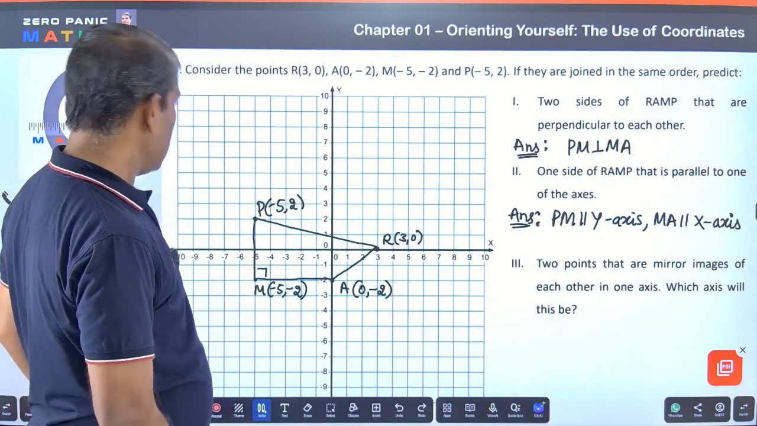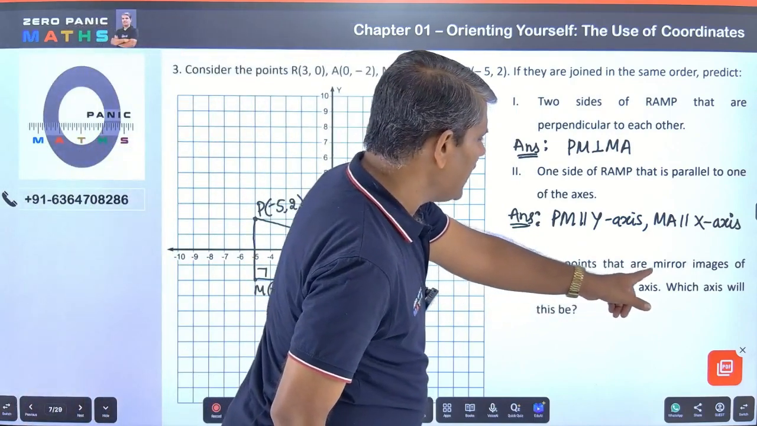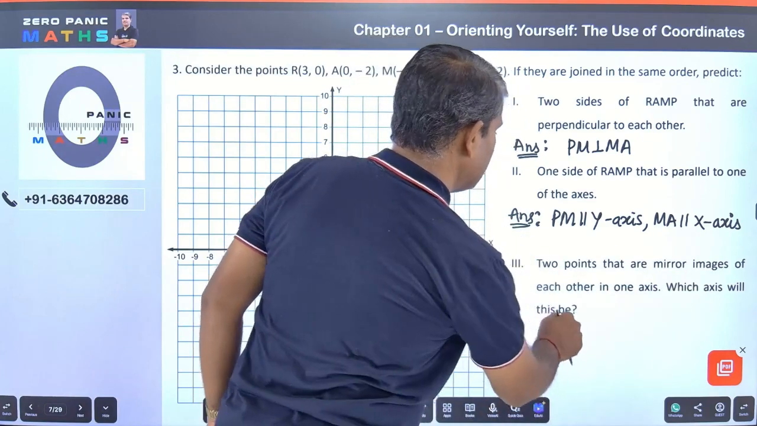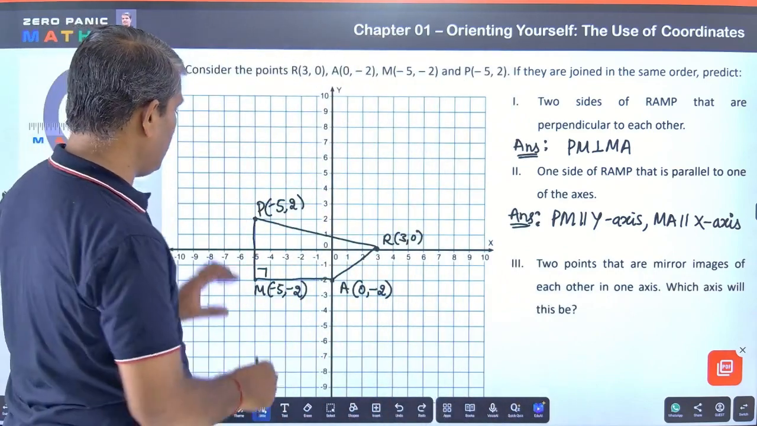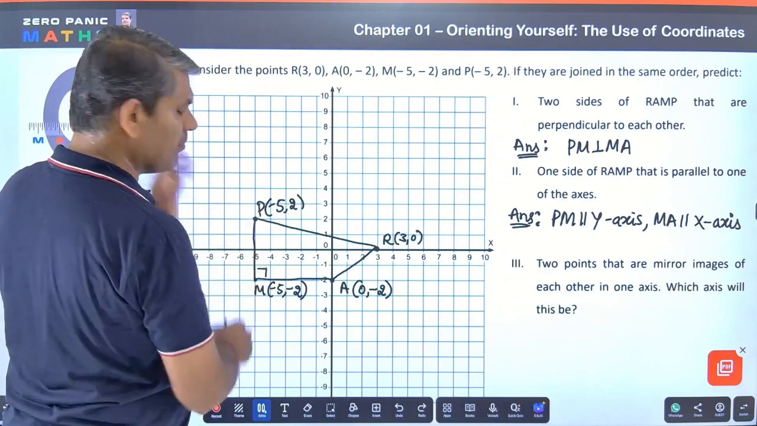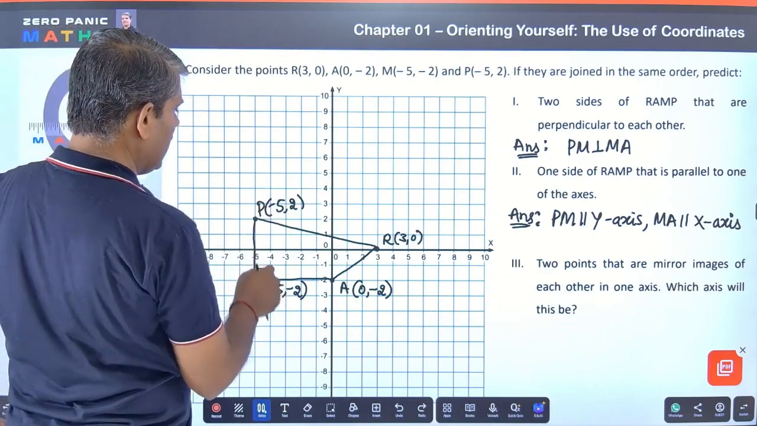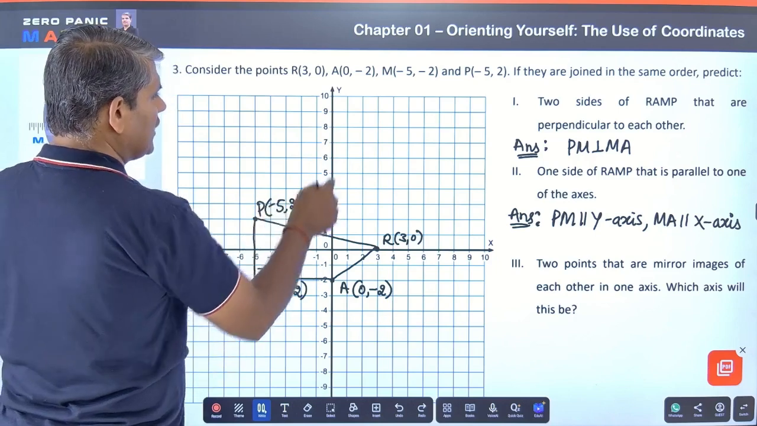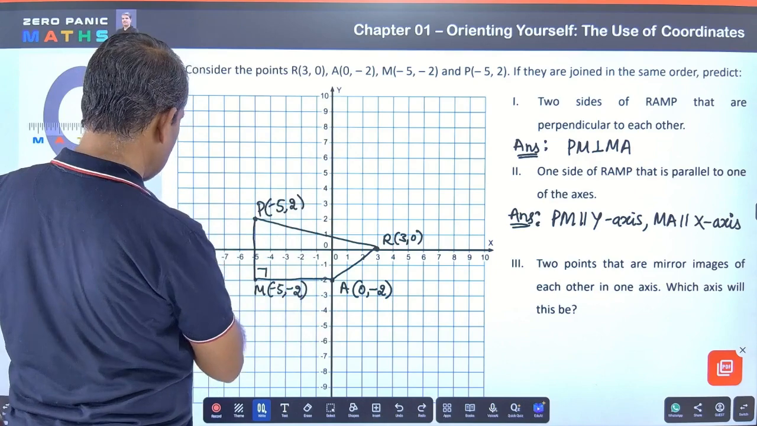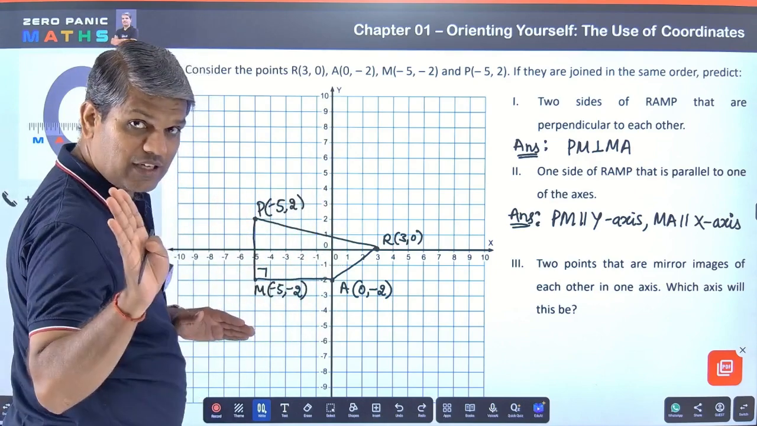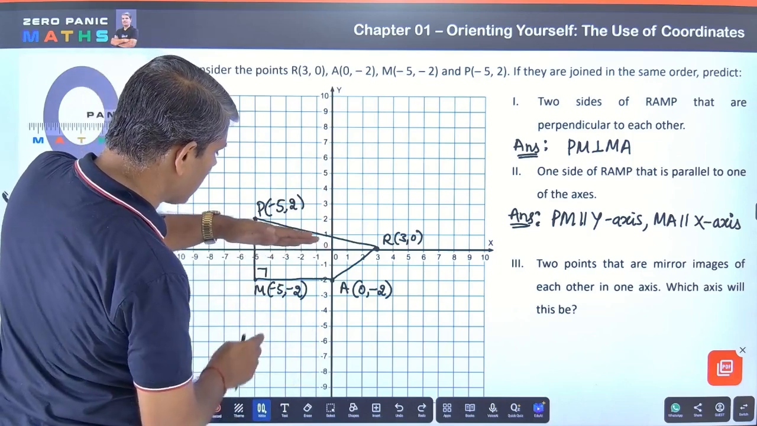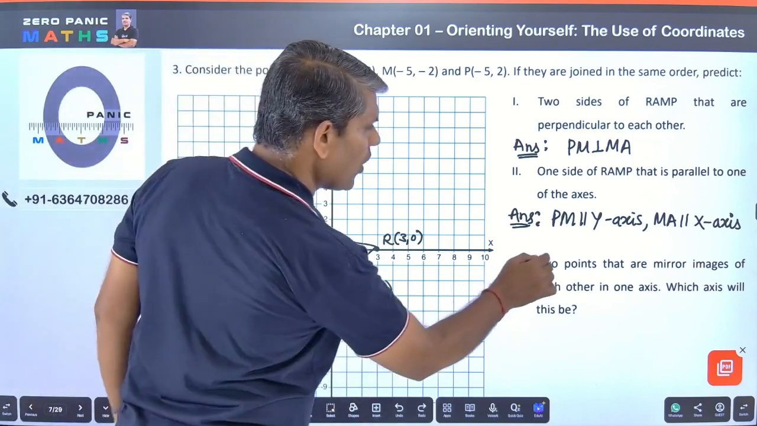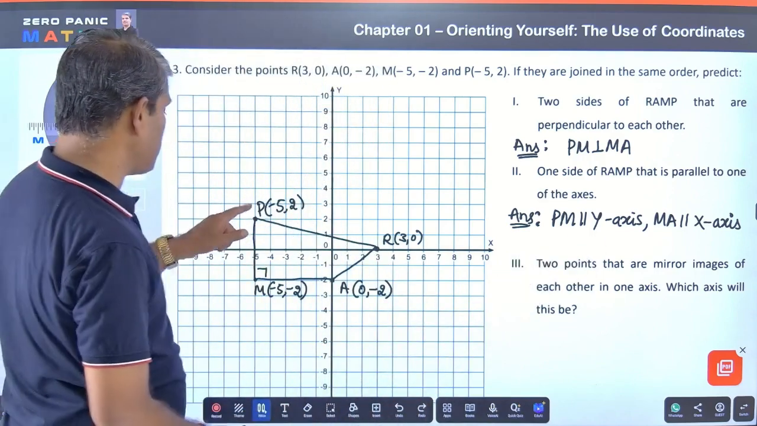Okay, simple. Third question: two points that are mirror images of each other in one axis. Which axis will this be? Mirror images means if you see these two points P and M, you can see it looks like a mirror for the x coordinate. It is -5 here, -5 here. If you consider the x-axis as a mirror, it actually shows -5, -5 in the mirror. So the two points that are mirror images of each other are P and M.